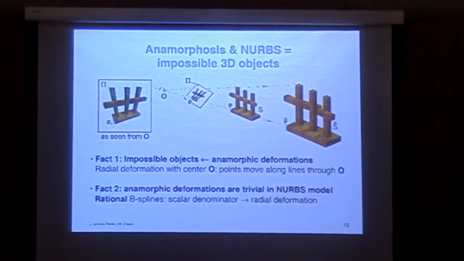It's very, very simple using the standard CAD NURBS model, because in the rational spline you have some ratio, and you can use this ratio, this portion, for this radial deformation. But we'll go over the details in a minute.